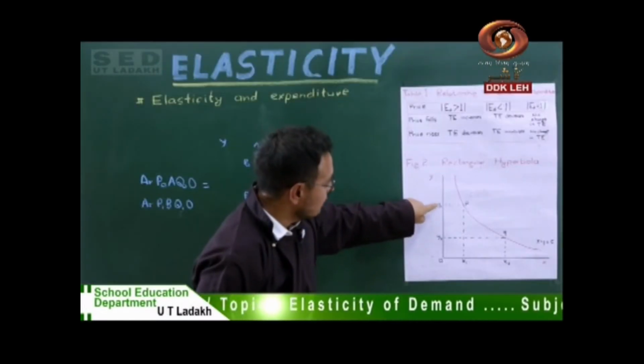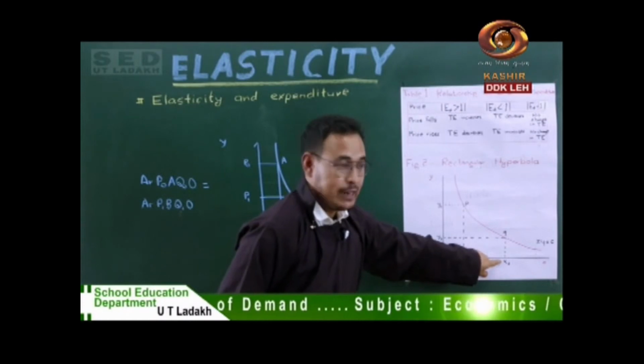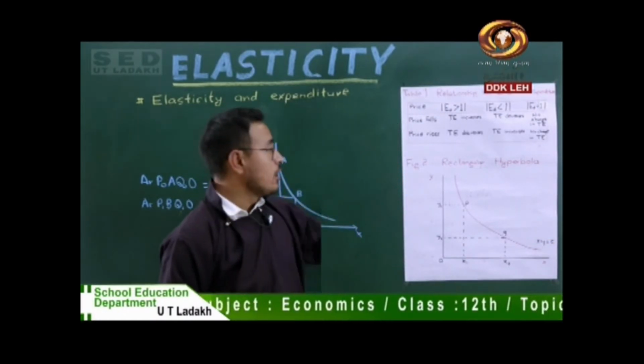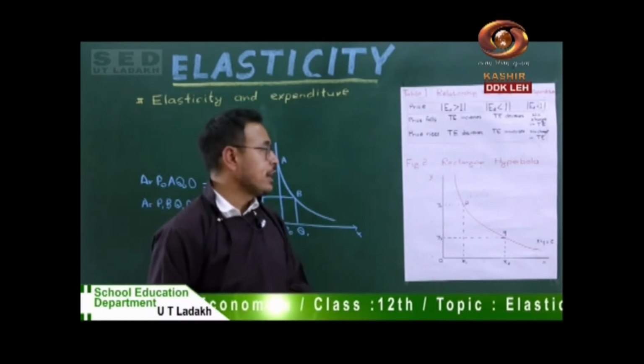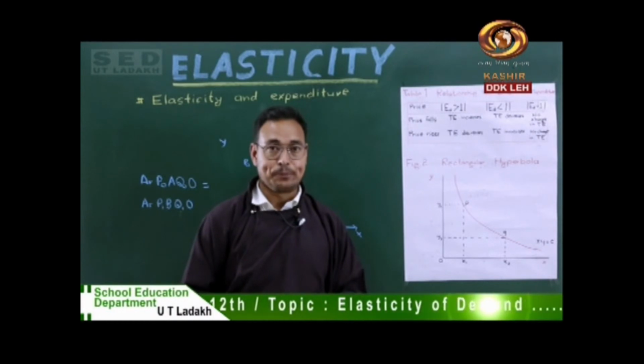Here in this graph you can see this particular area will be equal to this particular area, since you have xy is equal to c, which is always the same. So this is the case of rectangular hyperbola which has a constant total expenditure.